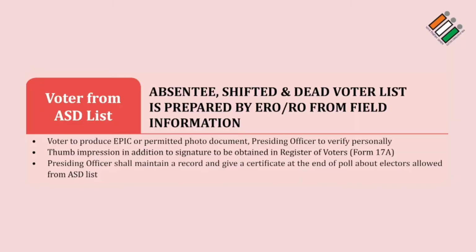In this situation, the second polling officer has taken the thumb impression of the elector besides the signature, although the elector is a literate person. This is because, as per the latest instruction of the Election Commission of India, obtaining the thumb impression of the ASD voter is a mandatory requirement.